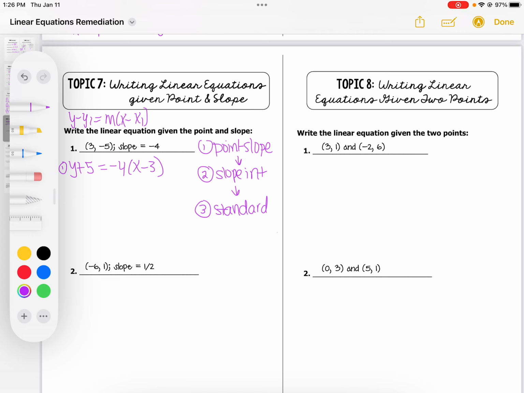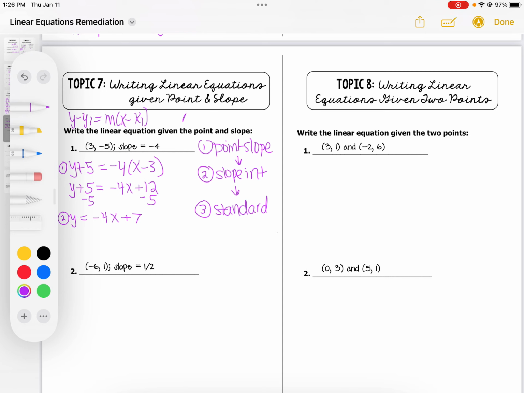If I wanted to convert this to slope-intercept form, I solve it for y. First thing I would do to do that is distribute that negative 4 to the x, the negative 4 to the negative 3 to get rid of those parentheses. Then I move this plus 5 to the other side by subtracting 5, and I get y equals negative 4x plus 7. That is our equation in slope-intercept form.